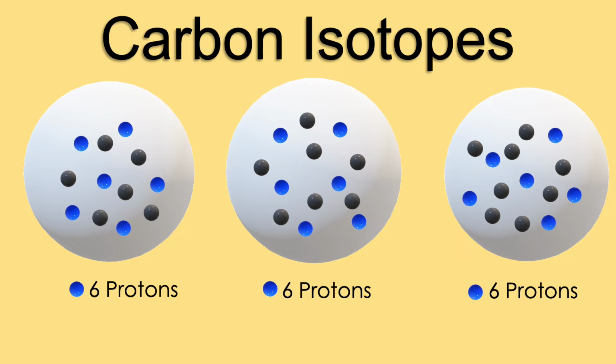Here are 3 isotopes of carbon. The protons are the blue particles and the neutrons are the black particles. Notice each atom has 6 protons in the nucleus. But do you see the differences?